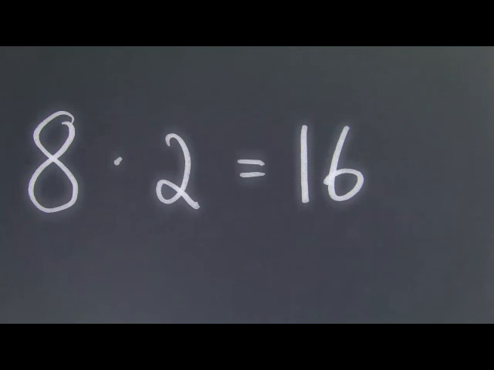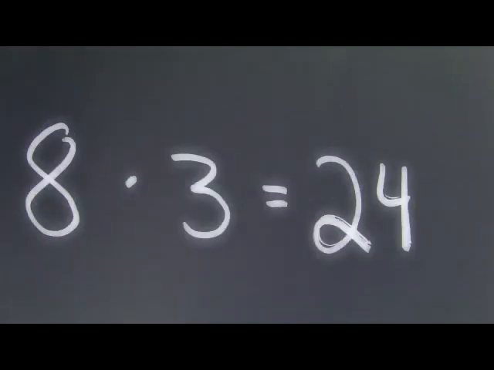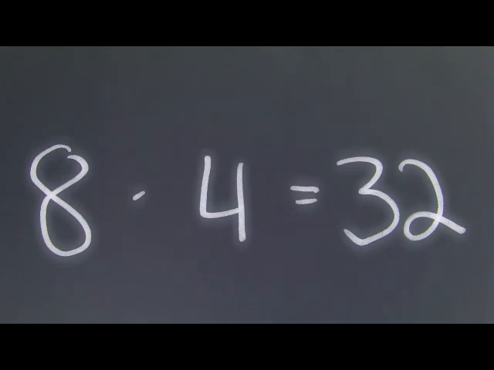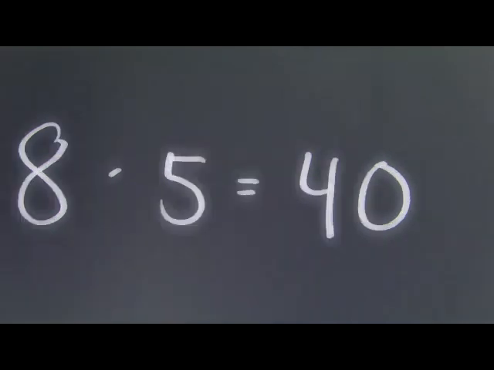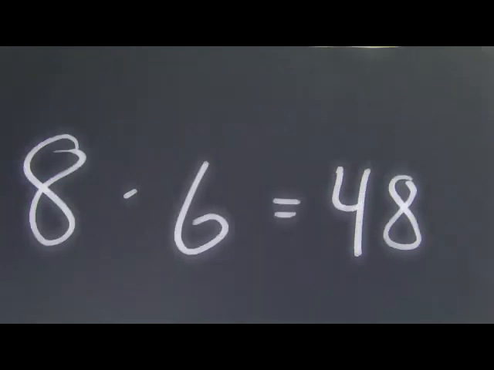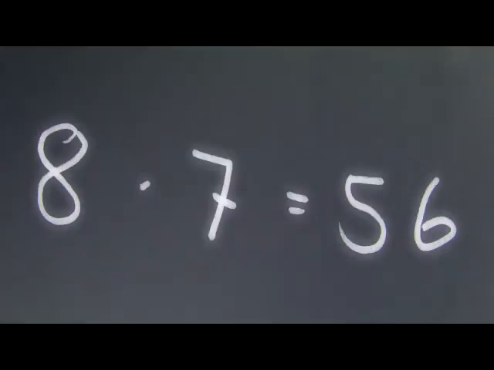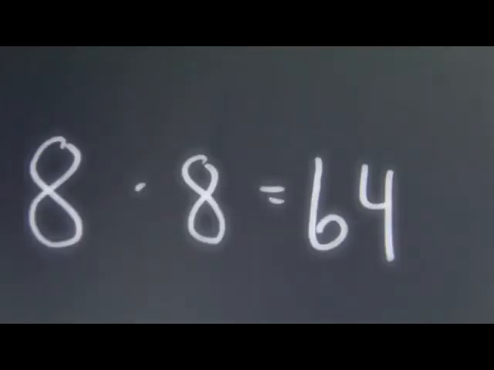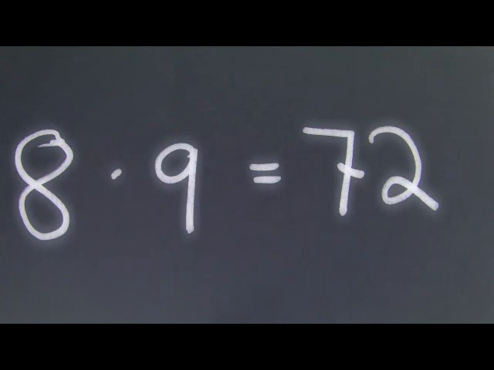8 times 1 is 8, 8 times 2 is 16, 8 times 3 is 24, 8 times 4 is 32, 8 times 5 is 40, 8 times 6 is 48, 8 times 7 is 56, 8 times 8 is 64, 8 times 9 is 72.